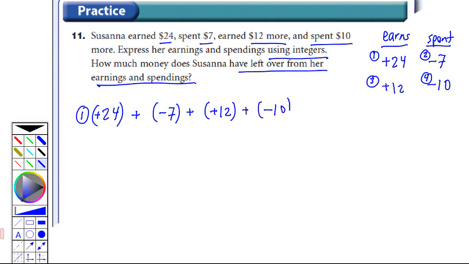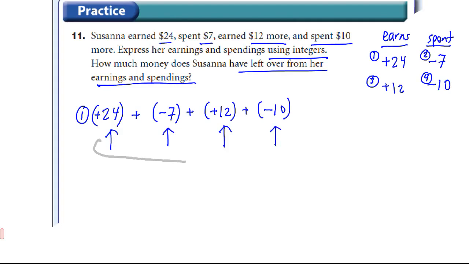Notice we're adding all of these together because we're considering each of these numbers as a transaction, right? In the positives, she earned money. That's a transaction. Somebody gave her money. In the negatives, it's also a transaction. It's something that happened. She spent money. The transactions are either negative or positive.